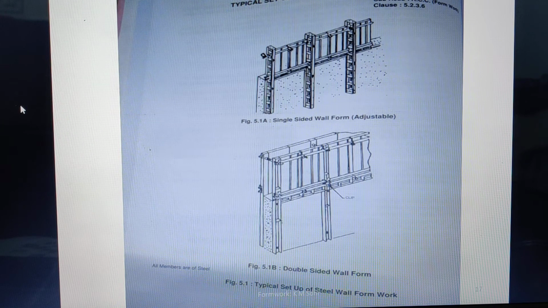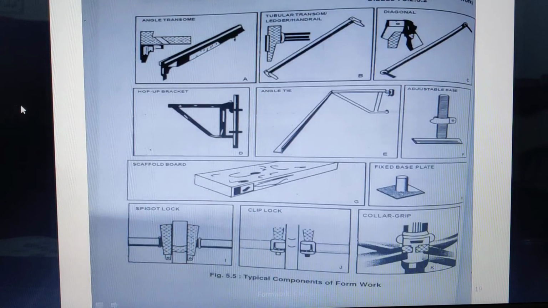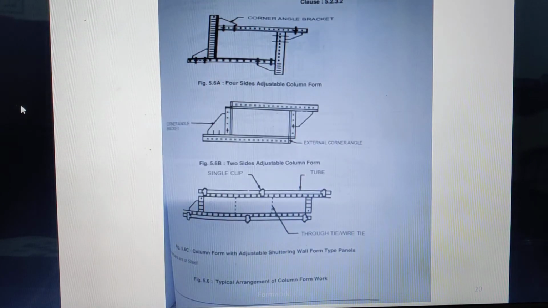And then if you see basically formwork, this is given in CPW specifications for walls, columns, beams, etc. And those interested can refer to CPW specifications. Different components are also given.